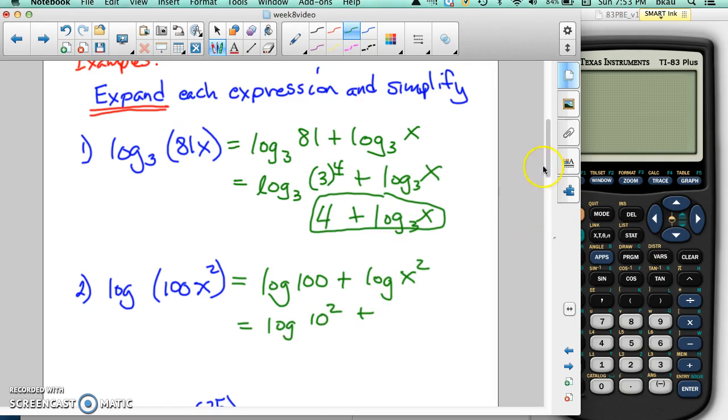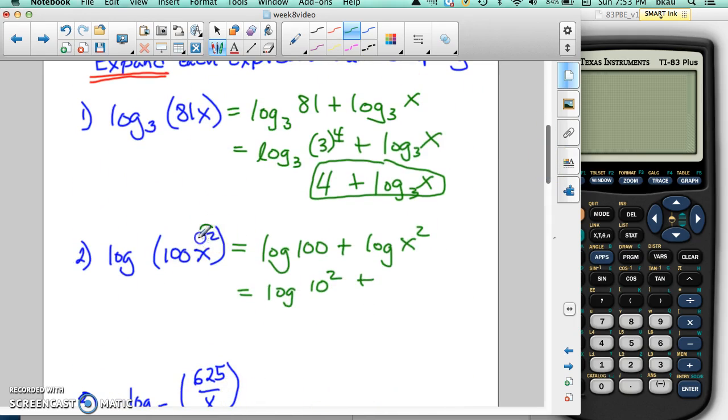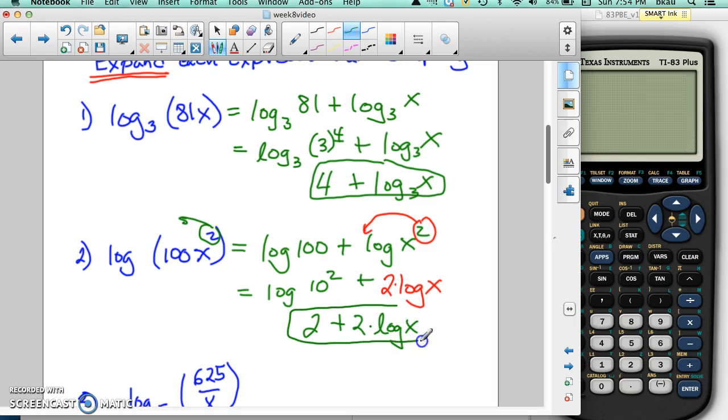And on this one, we're going to use the last rule. The last rule says we can take the power and bring it down in front. So we're going to take this power and bring it down in front of the logarithm. So we're going to write 2 log x, 2 times the log of x. So our final answer here is going to be 2 for this part, because these are inverse functions. We're going to end up with the power again, plus 2 times the log of x. That's going to be our simplification of this problem.